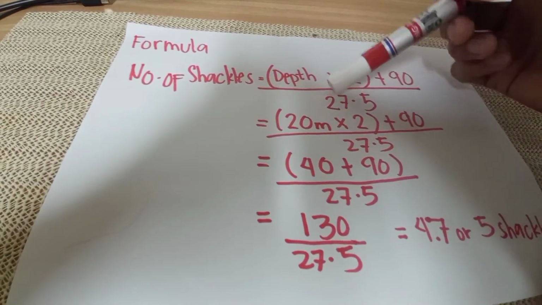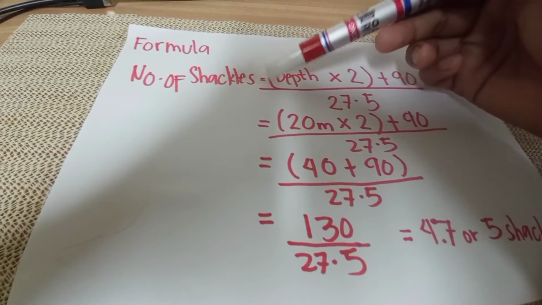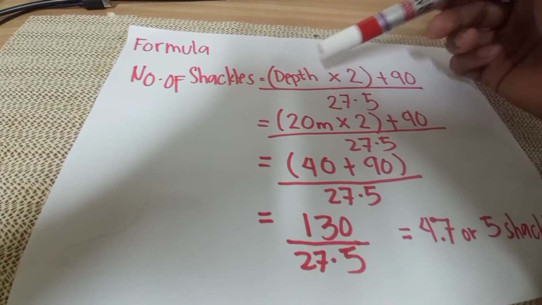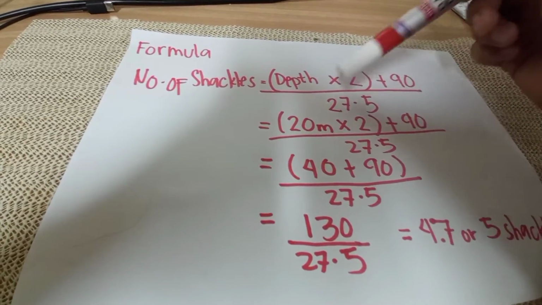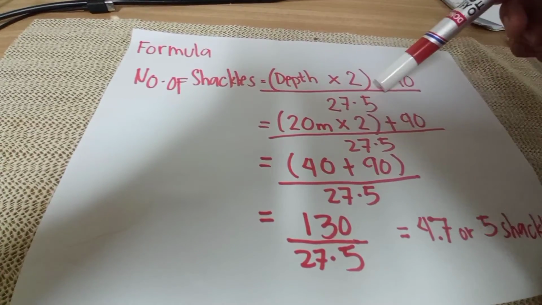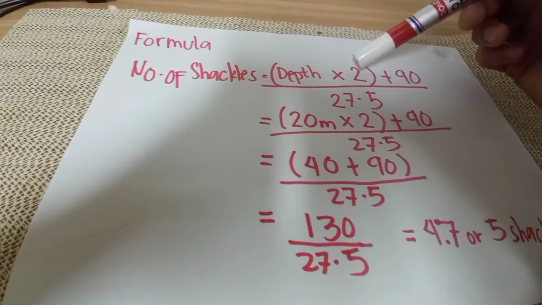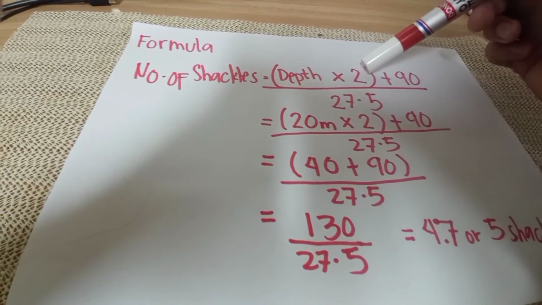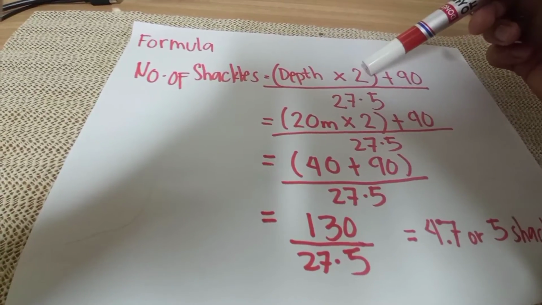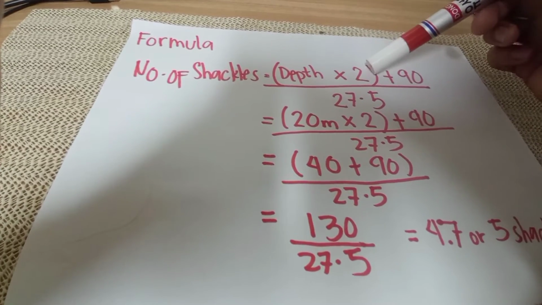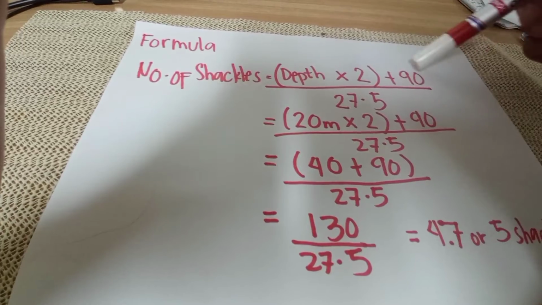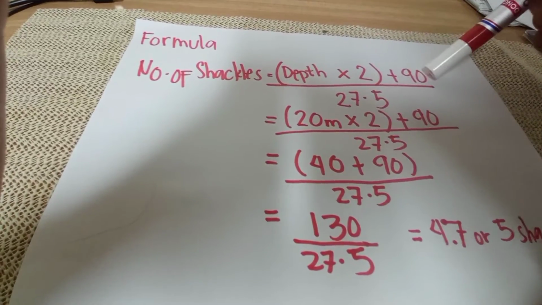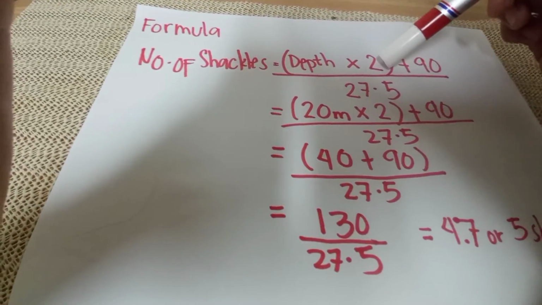So here's the formula. Number of shackles equals depth of the water times 2 plus 90, over 27.5. These two can be changed, and this is what we call the anchor scope. This 90 is standard, it's already fixed. So the 2 is the anchor scope.